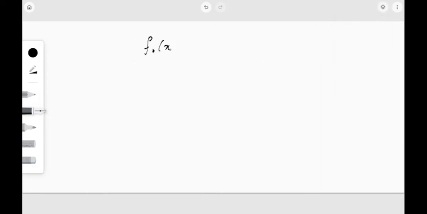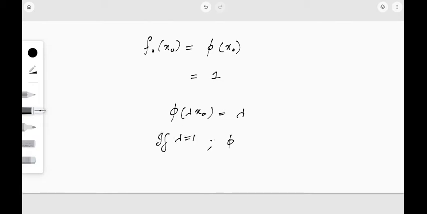f dot of x dot is nothing but phi of x dot. Now what is phi of x dot? Phi of x dot will be nothing but 1. Why? We know that phi of lambda into x dot is defined as lambda. Now if lambda is equal to 1, what will be the value of phi of lambda x dot? Phi of lambda x dot is nothing but phi of x dot, and phi of x dot will be the value of lambda, that is 1.